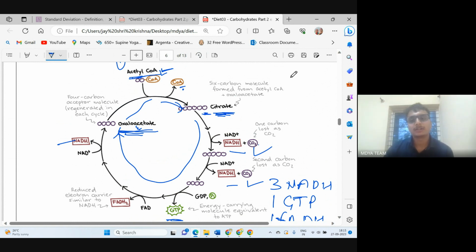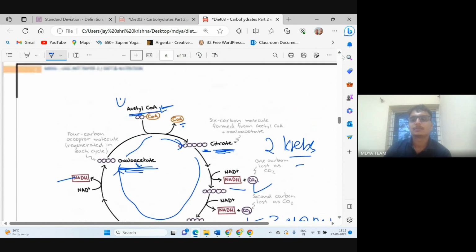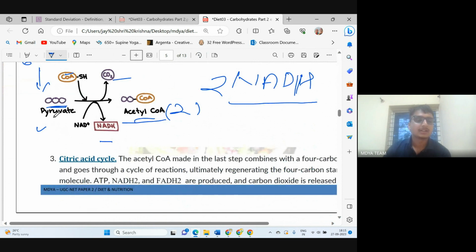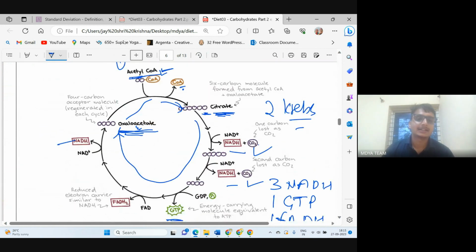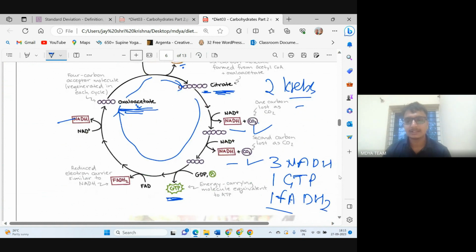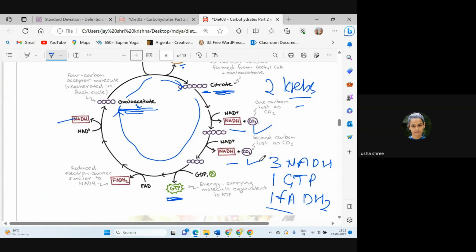Why for one molecule of glucose will there be 2 Krebs cycles? Because there is production of 2 pyruvate, and from these 2 pyruvate there is production of 2 acetyl coenzyme A, and because there are 2 acetyl coenzyme A, they will enter the cycle 2 times. So this cycle will also happen 2 times for one molecule of glucose. Is it clear? Yes, sir.